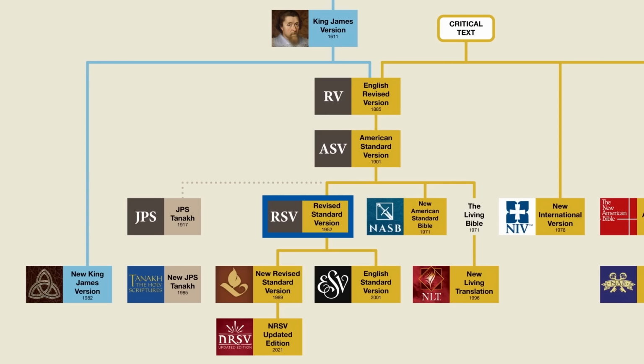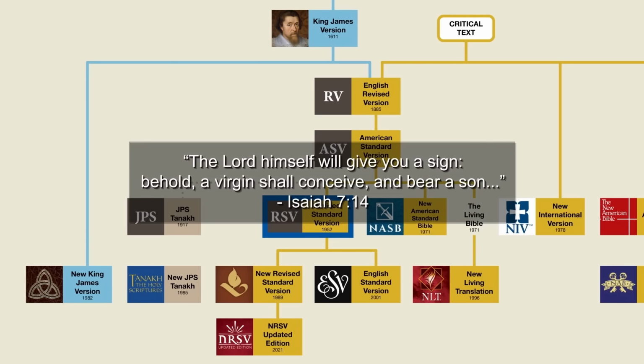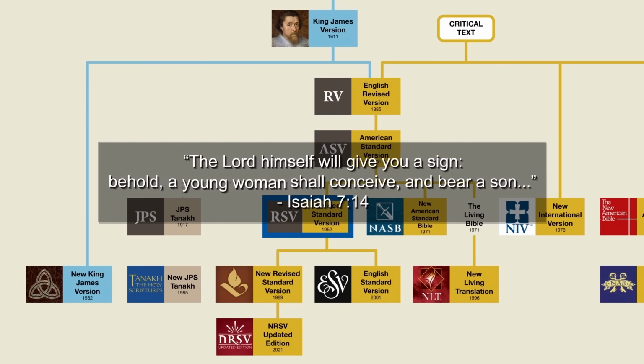However, the RSV ended up being controversial, mostly because of how it translated Isaiah 7:14. In the previous version, this verse read, "The Lord himself will give you a sign. Behold, a virgin shall conceive and bear a son." The Hebrew word for virgin there is alma, and it actually just means young woman. So the RSV changed this verse to, "The Lord himself will give you a sign. Behold, a young woman shall conceive and bear a son." Christians understand this verse as being a direct reference to Jesus. So the change, although arguably more accurate, made a lot of people unhappy.